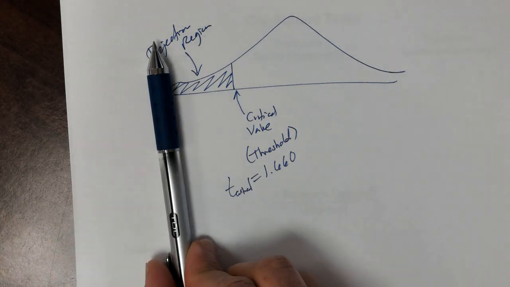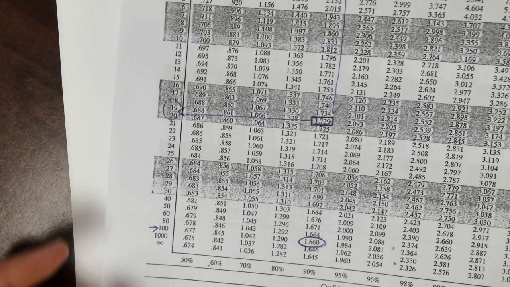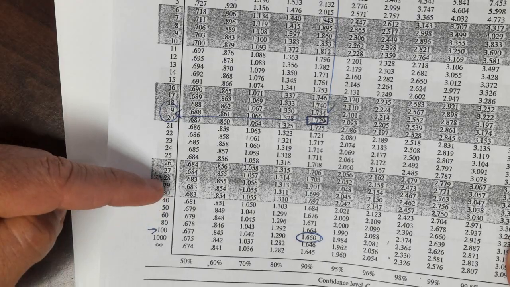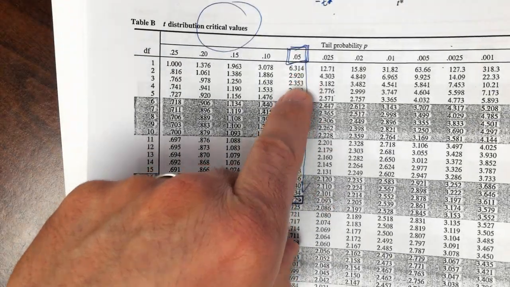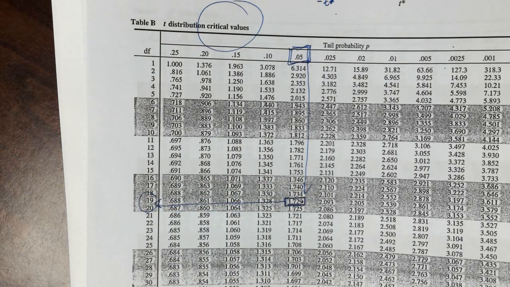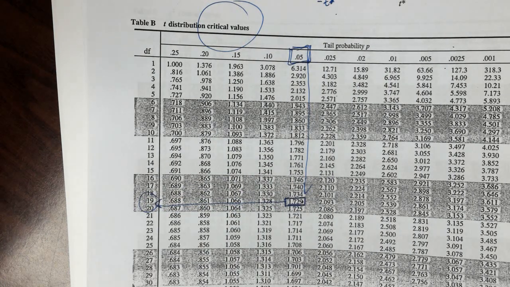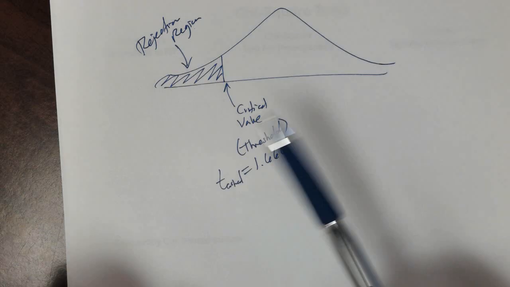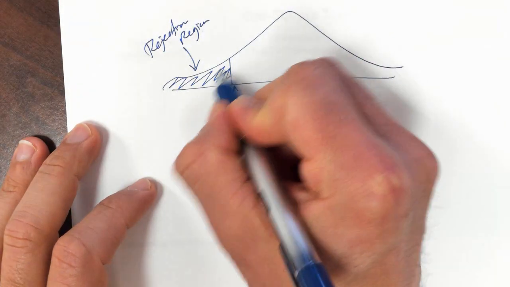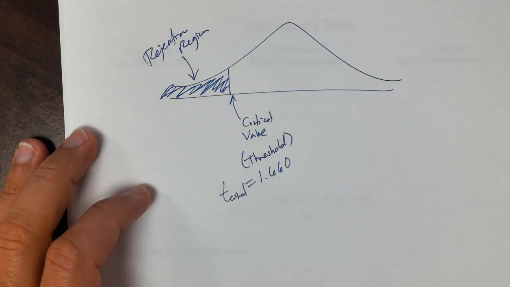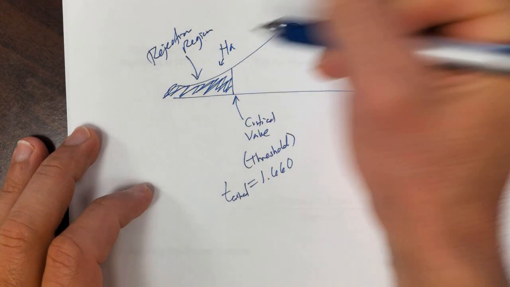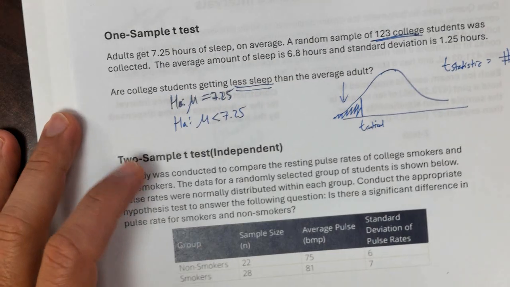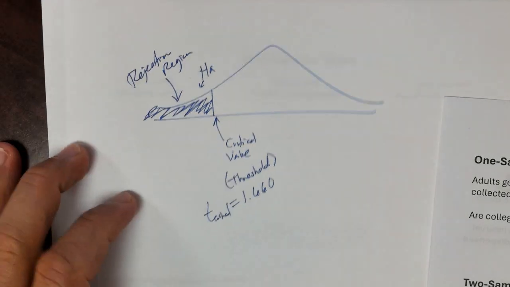And that value is going to change depending on the sample size, right? As the sample size changes, we have a different T critical value that we're going to use to reject. So in the T table, we are using a critical value to determine the rejection region. And this is where the alternative hypothesis lives, right? If we're saying less than, we're going to be shading to the left.